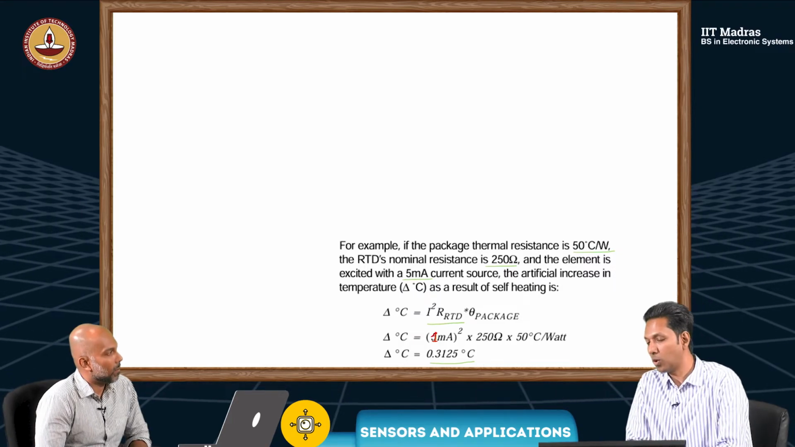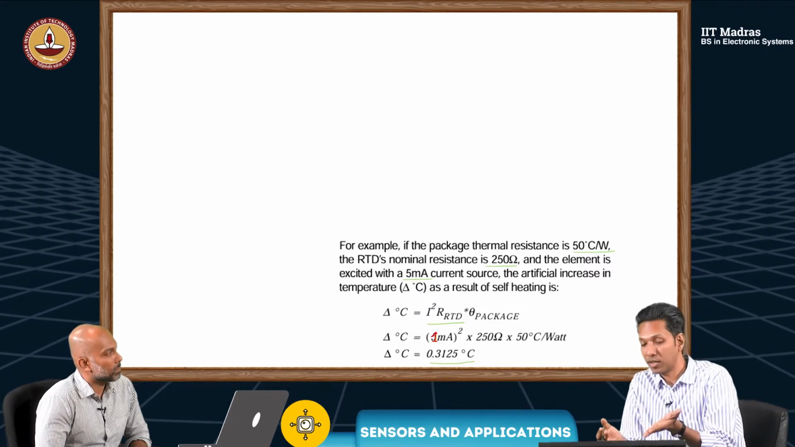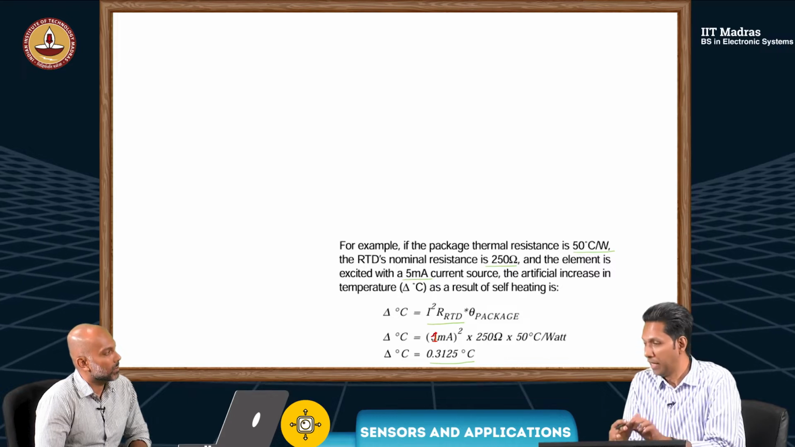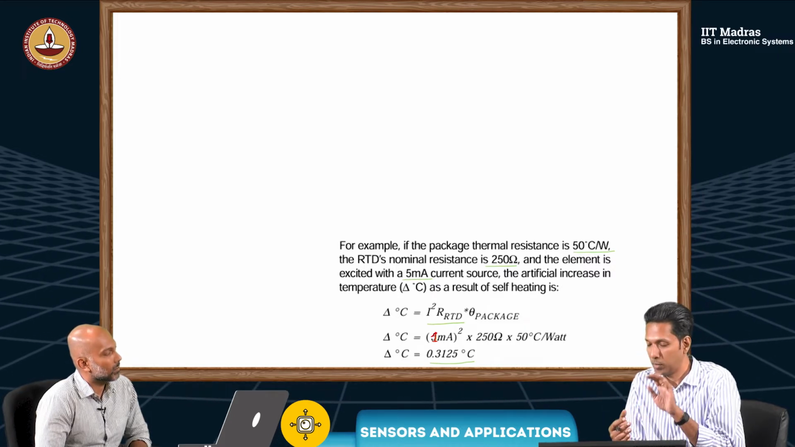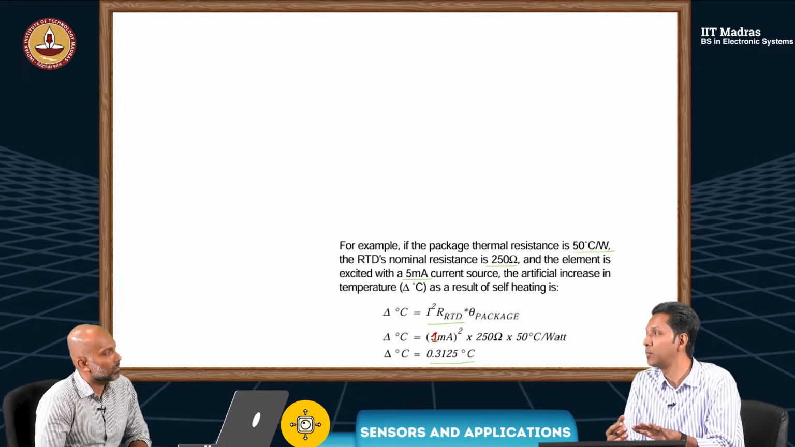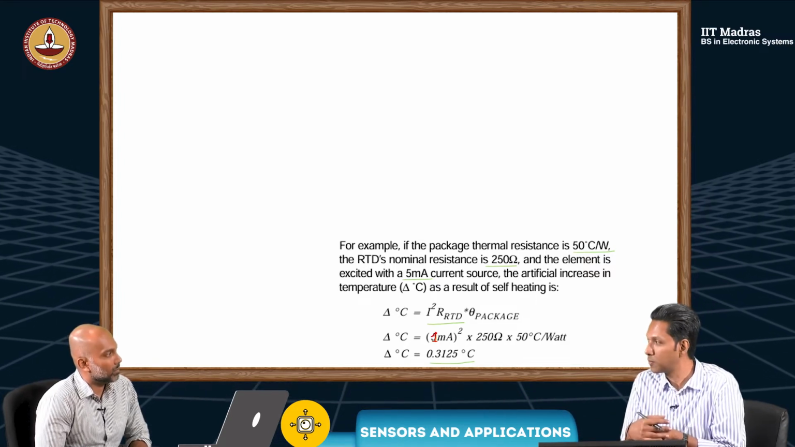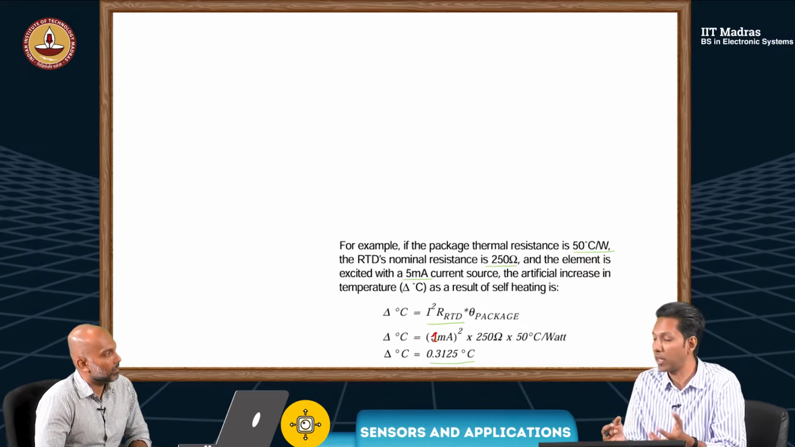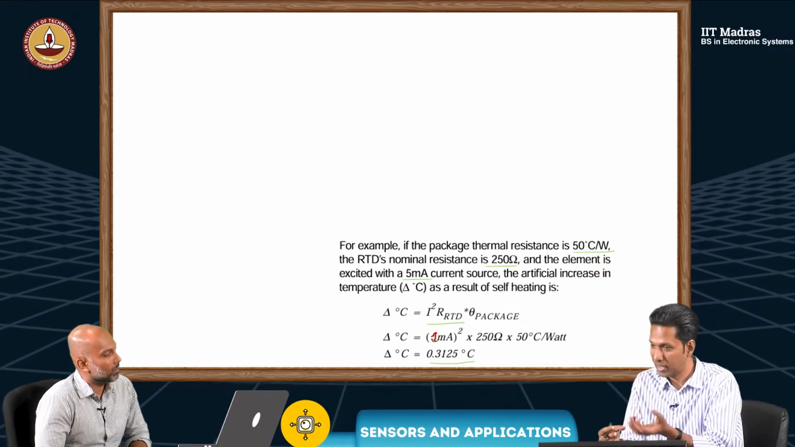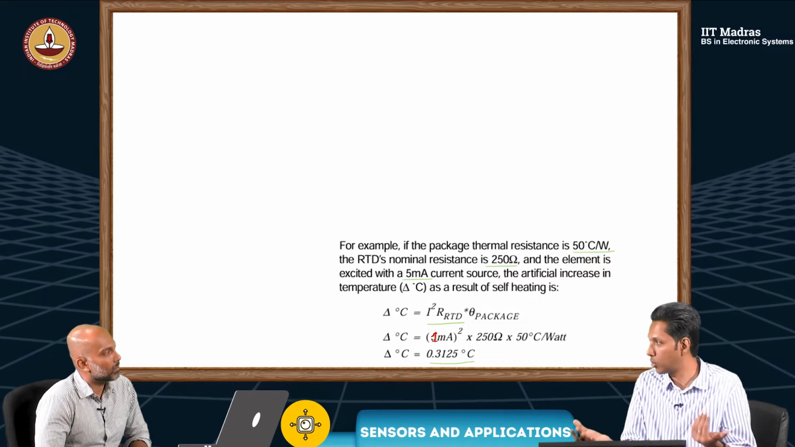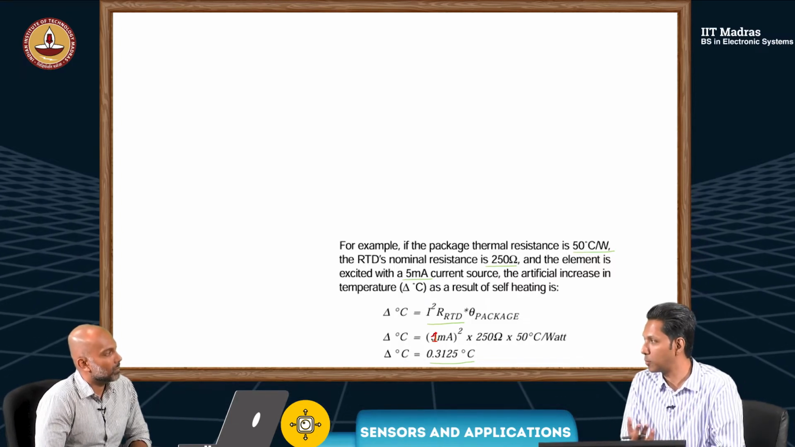So what I meant is, you asked the question, how much current we should send? It is to do with keeping the error due to self-heating as low as possible. Now, we have to look at the packaging and see if X amount of watts is generated, how much change in resistance will be there.